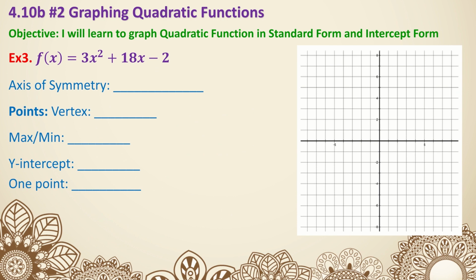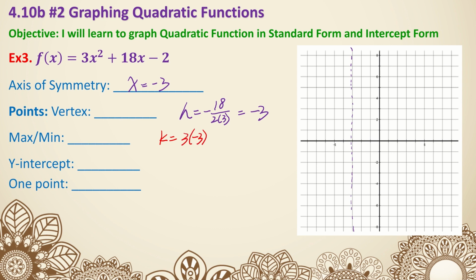Third one, axis of symmetry. H is negative b over 2a, so it's negative 18 over 2 times 3, so it's negative 18 over 6. So negative 3. There we go. That's our axis of symmetry. X equals negative 3. In order to find the vertex, we need our k.